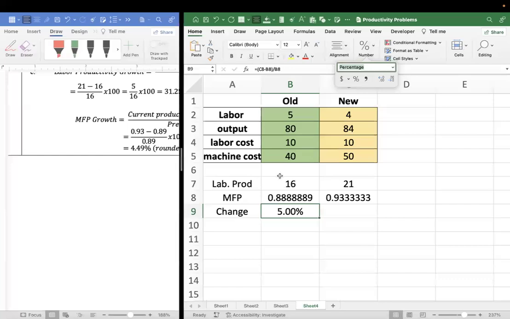That's all about how to calculate productivity and multi-factor productivity using Microsoft Excel.